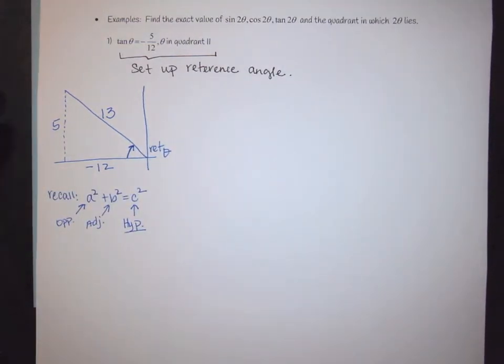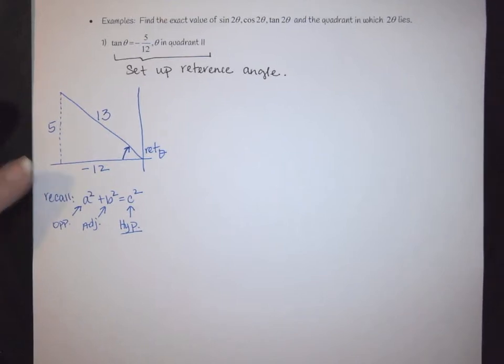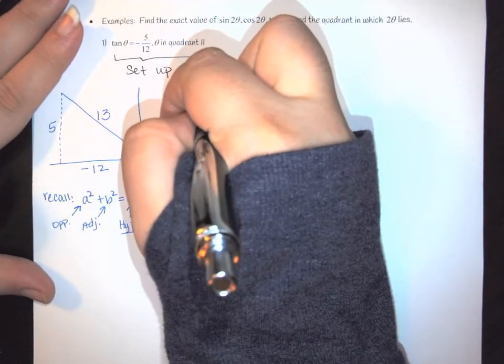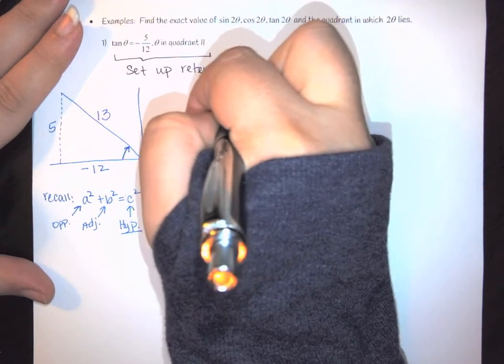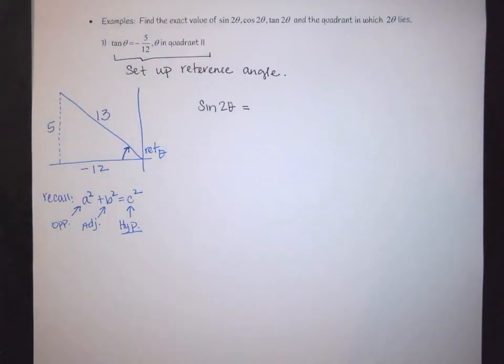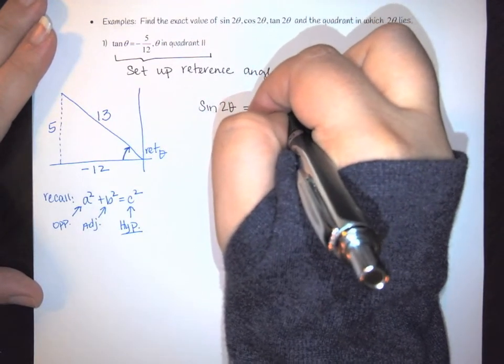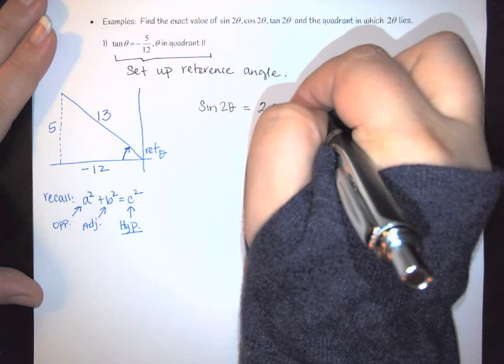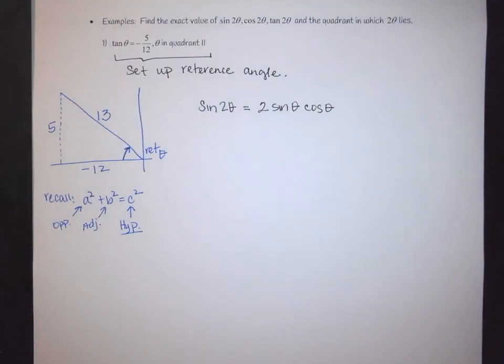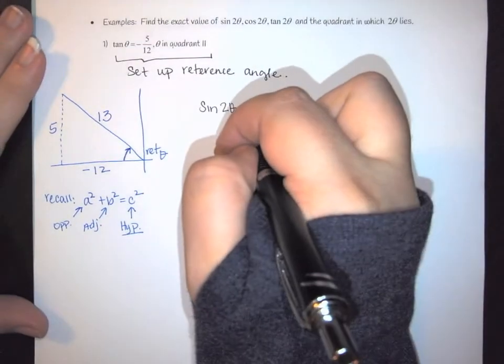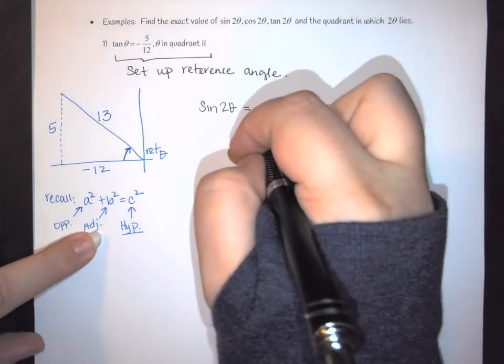So back to doing our double angles. So we have the sine of 2 theta. The first thing we need to do is remember what that's supposed to look like. The identity itself says that you are going to have 2 sine of theta cosine of theta. So in order to solve for the double angle, I have to plug in. So this is going to be 2.